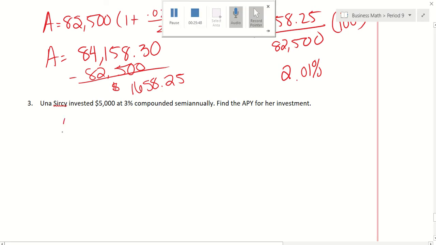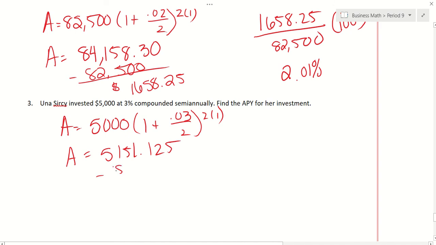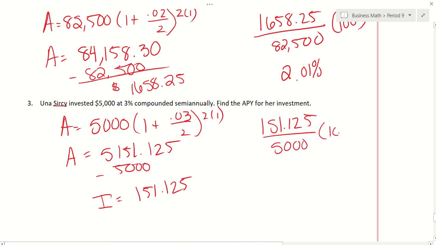Okay, last one. $5,000 times (1 plus 0.03 over 2) to the 2 times 1. What do we get? $5,151.125 technically. Subtract 5,000. That gives us an interest of $151.125. Take that, put it over the original, multiply by 100 to convert it to a percent, and you should get 3.023%.